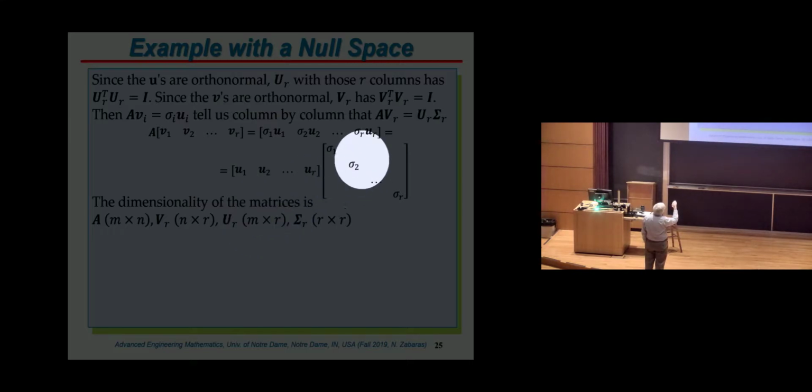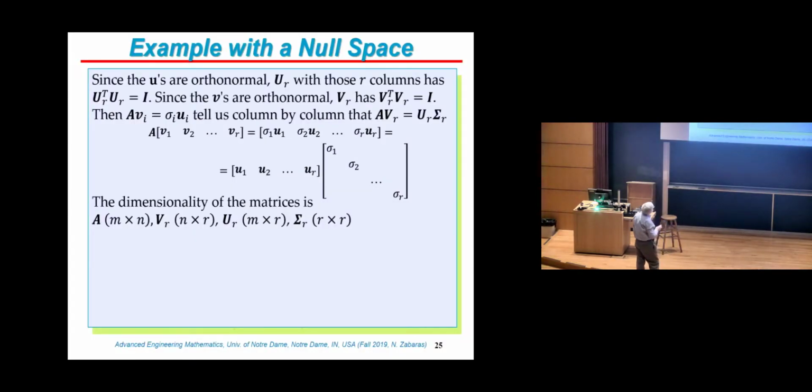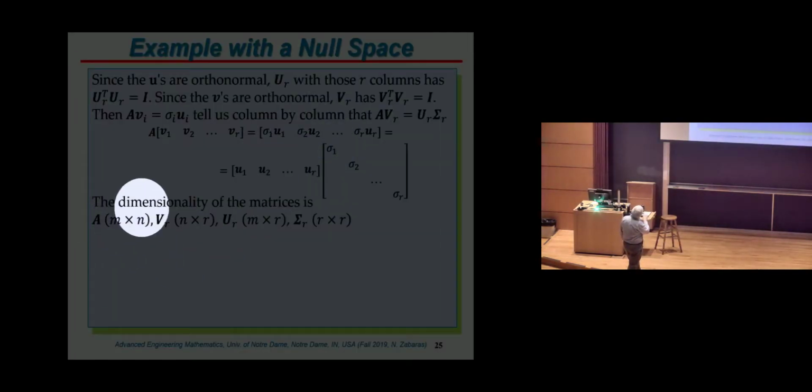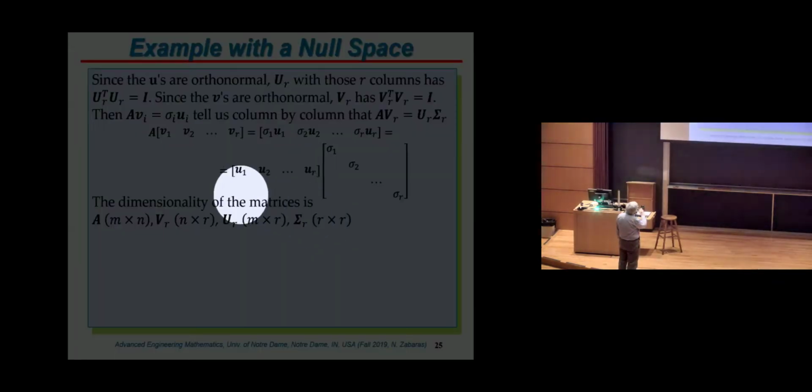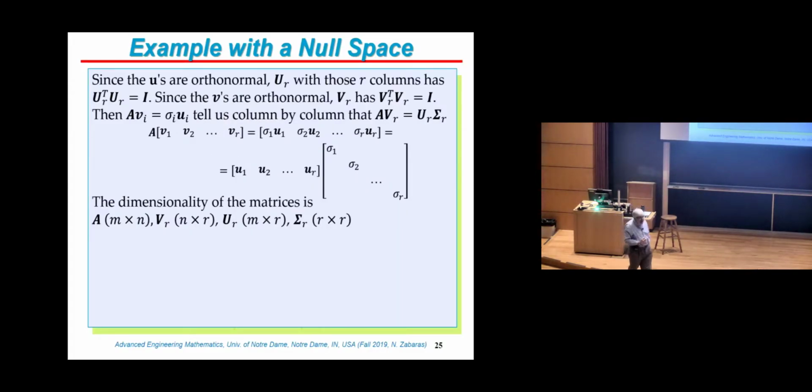OK? And this matrix with the sigmas here is R by R. And actually, you can see the algebra works out, because if A is M by N, then A times this V matrix, M by N times N by R, gives you M by R, and U times sigma also gives you M by R. So the sizes match. But I put the subscripts R on the V's and the U's to emphasize that the basis I have in the row space and in the column space contains only R elements.